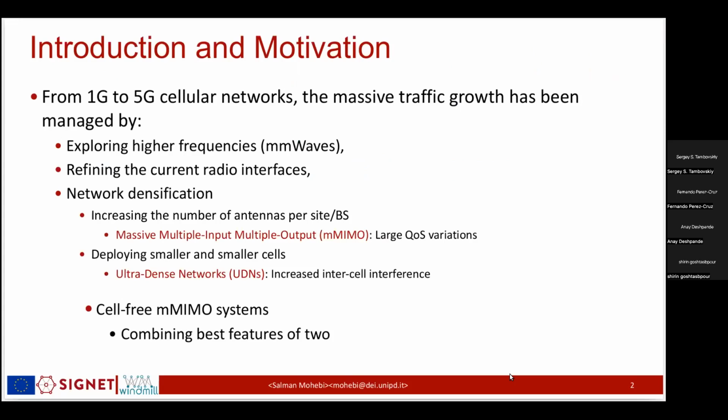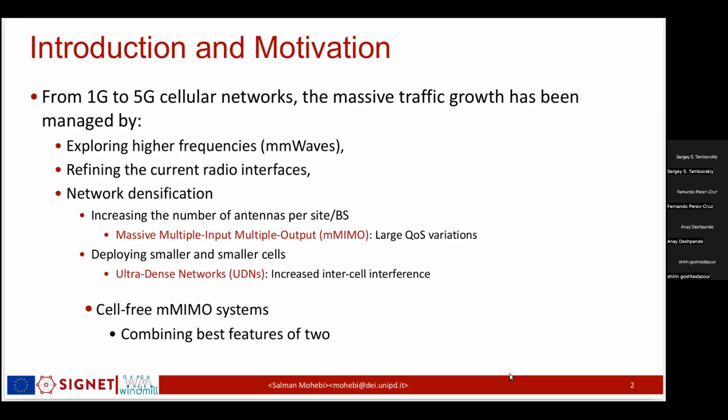Starting from the first to the fifth generations of the cellular network, the massive growth in traffic demands has been managed by employing several ideas and technologies, like exploring higher frequency ranges such as millimeter wave, or refining the current existing radio interfaces, and the other one is network densification. This densification can happen in two different ways, either by increasing the number of antenna elements at the base station or per site, which is known as massive MIMO.